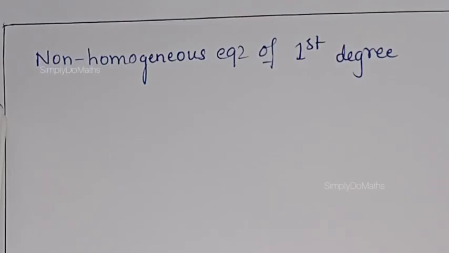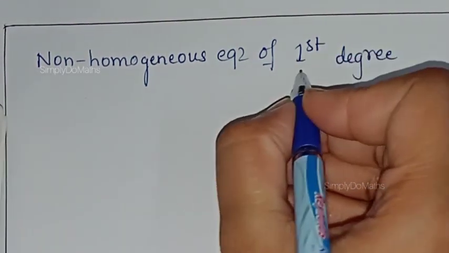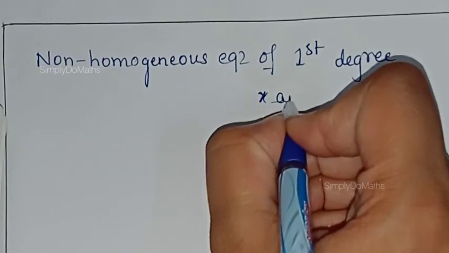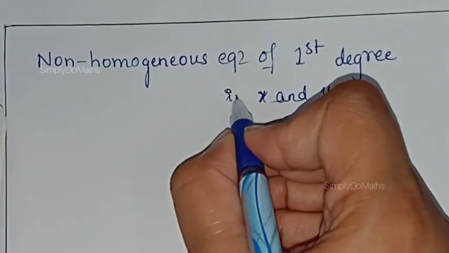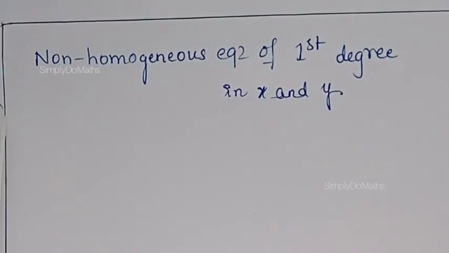Non-homogeneous equation of first degree. The variables we are considering are x and y. Non-homogeneous equation of first degree in x and y. If the given equation is a non-homogeneous equation, then we need to reduce that non-homogeneous to a homogeneous differential equation.